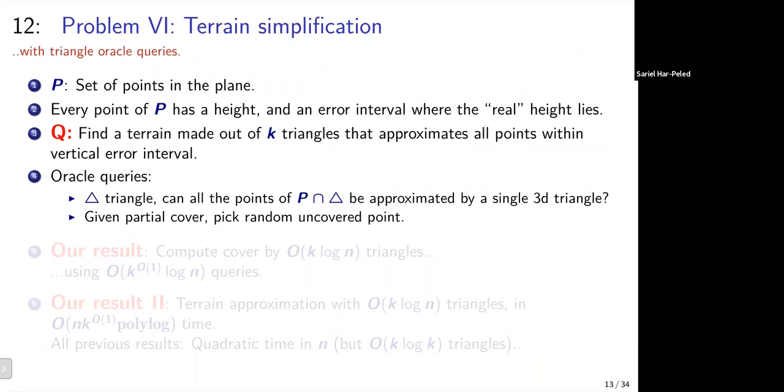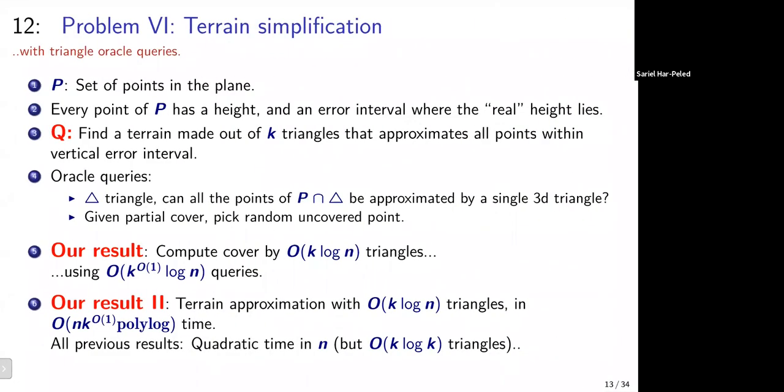Right? And what we can show is that you can find this cover, or if you want a terrain approximation, with k log n triangles, and the number of queries is a function of k and polylog n, right? And this is also the running time. So if k is small, we're getting a running time which is much smaller than the size of the input, which is kind of why hopefully these results are interesting.